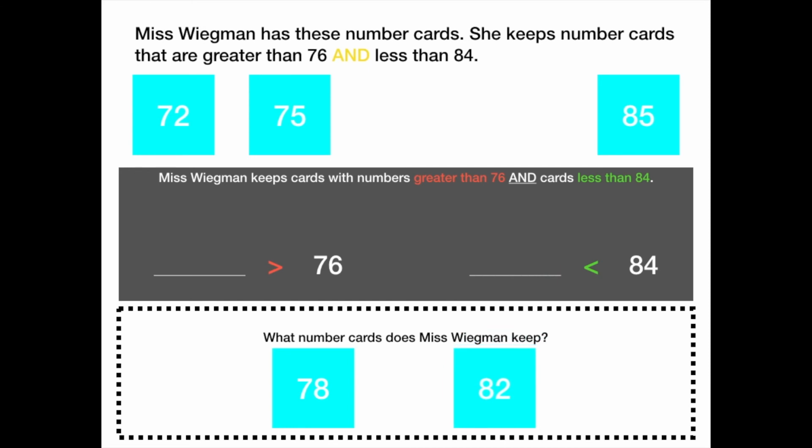The next number card is 85. Let's try it. Is 85 greater than 76? Yes, it is. And is it less than 84? No. So if that's not true, then it is not one of the cards that I keep. Let's try some of these on your own.